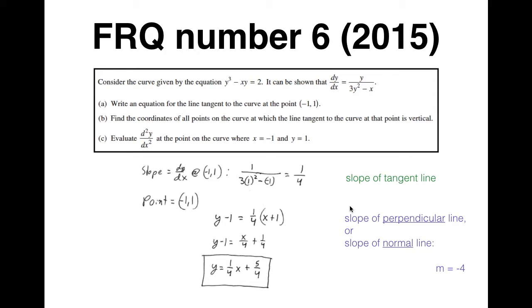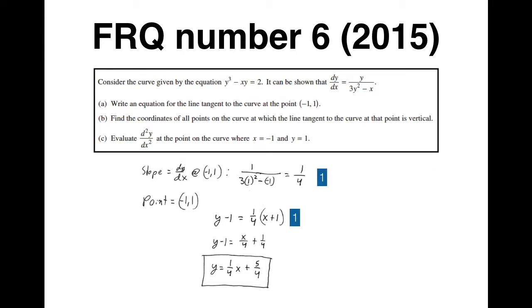But this question here, the perpendicular or normal line, is really an exception. Most of the times, the question is asking you about the slope of the tangent line, so don't start flipping 1 over 4 and changing the sign in these cases. Be careful.